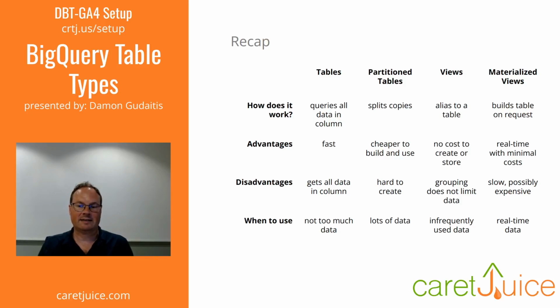Views are like an alias to a table. They don't cost anything to create or store, but grouping does not limit the data scanned. They're best for infrequently used tables, like when you're building. Materialized views build the table on request. The advantage is they enable real-time data with a minimal cost, but they are slow and possibly expensive depending on how they are accessed. They're used for real-time data.